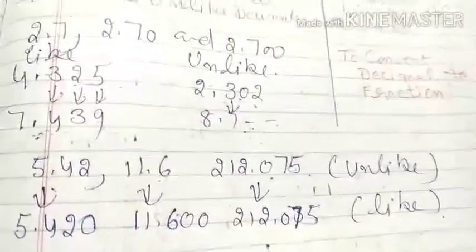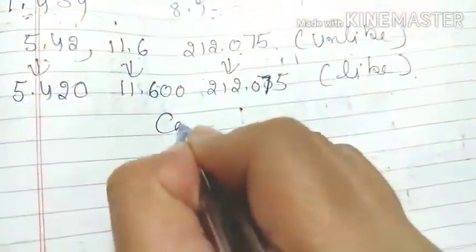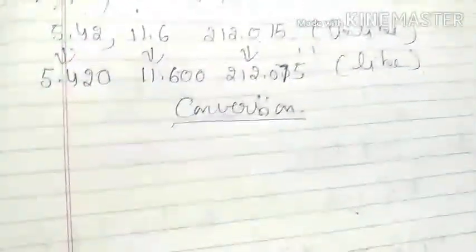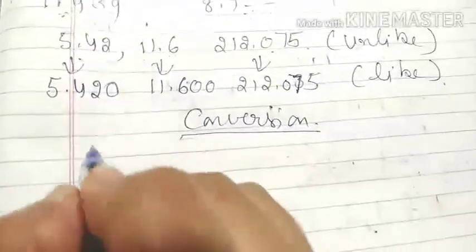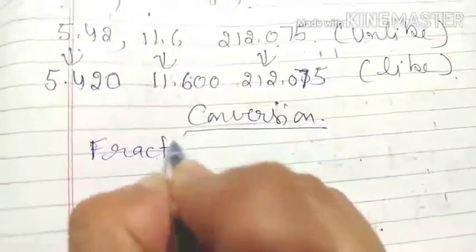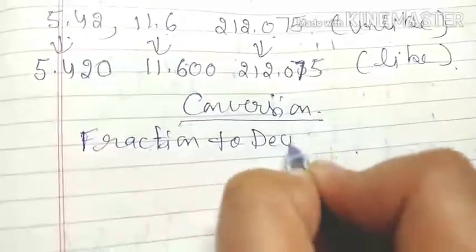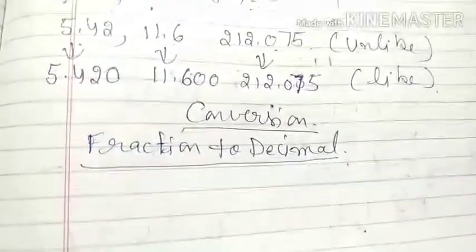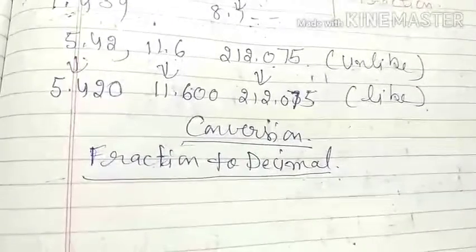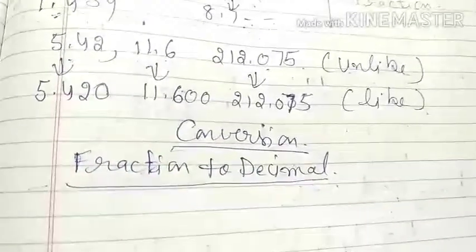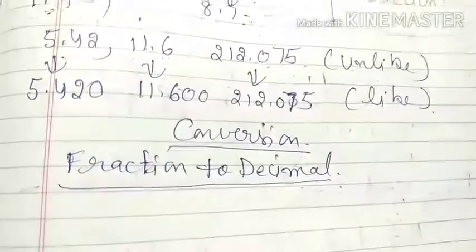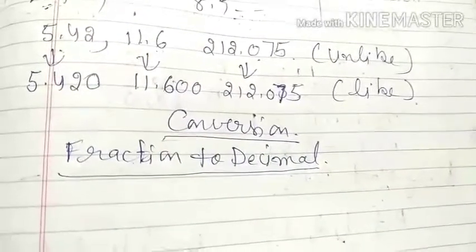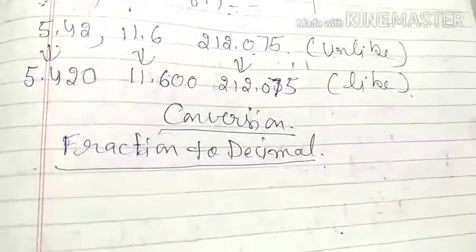Okay. Next my topic is conversion. Conversion means how to convert fraction to decimal. When I am going to convert a fraction into a decimal, I have two methods. First one is by converting the denominator of the fraction into multiples of 10, like 10, 100, 1000 in the denominator, and making the equivalent fraction according to that. And the second method is the long division method.